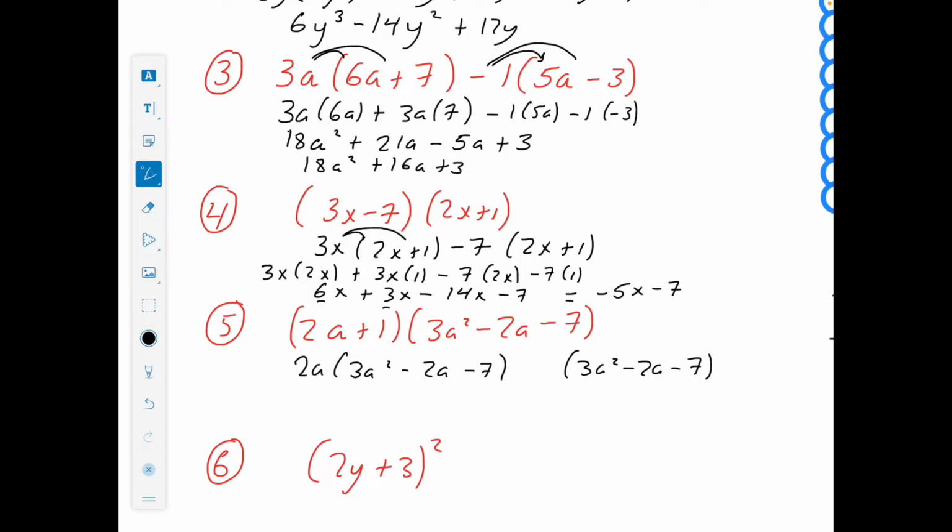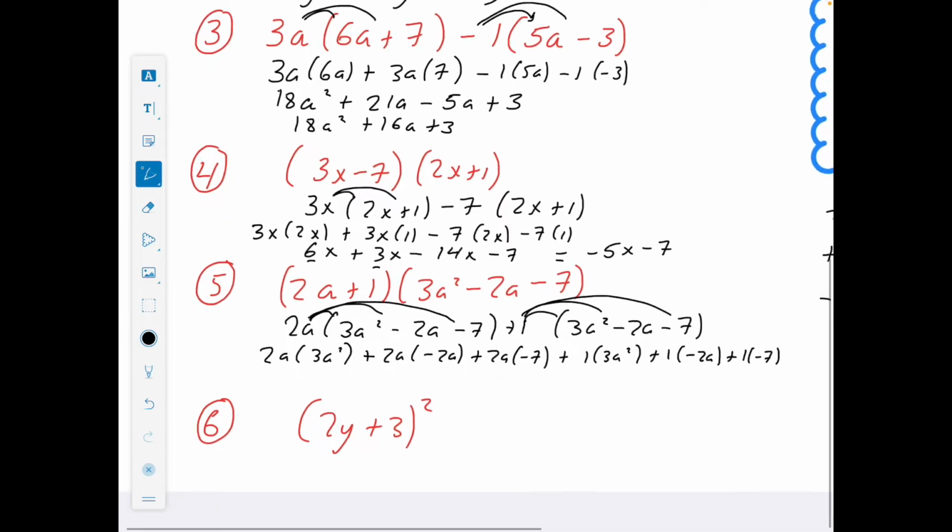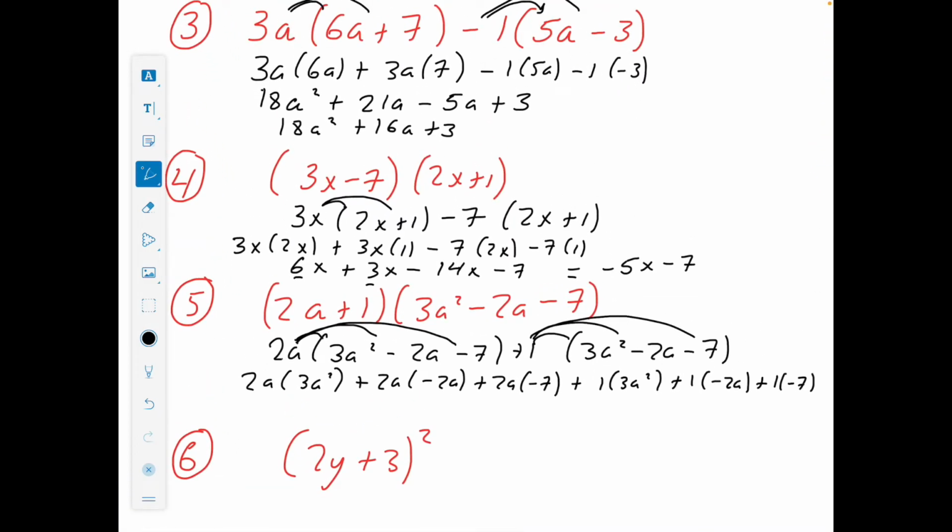So that'll be 3a squared minus 2a minus 7. And split up the first bracket. So this then will be 2a by 3a squared, plus 2a multiplied by minus 2a, sorry, it should be plus 2a multiplied by minus 7. And then plus 1 by 3a squared plus 1 by minus 2a plus 1 by minus 7. Okay, so I did that by that and so on, and then the same thing here.